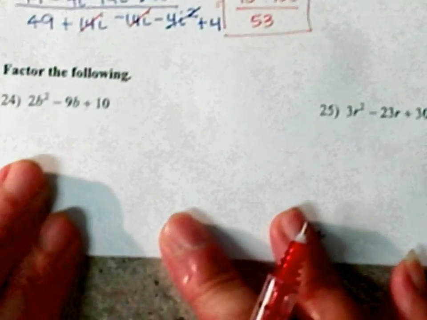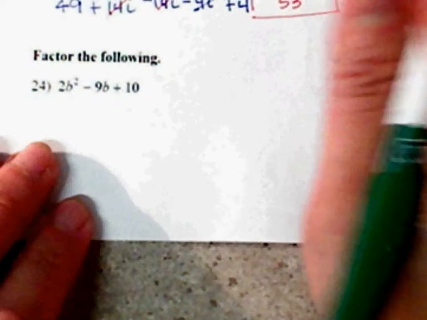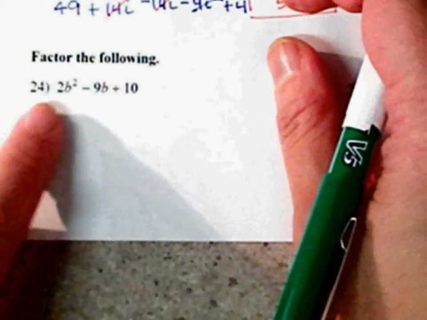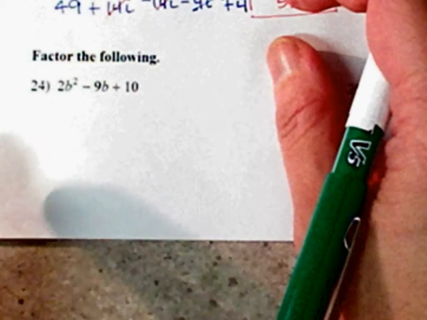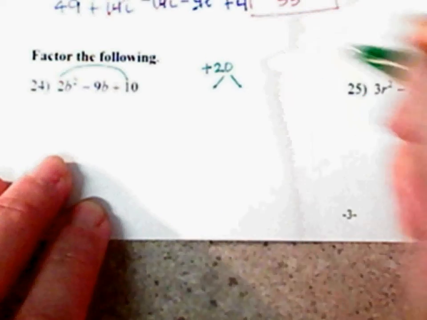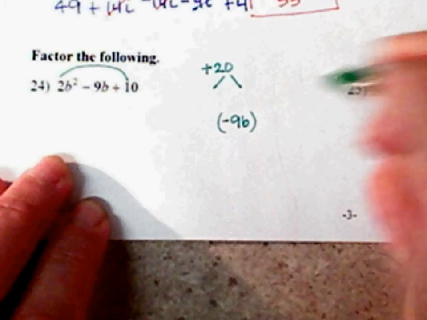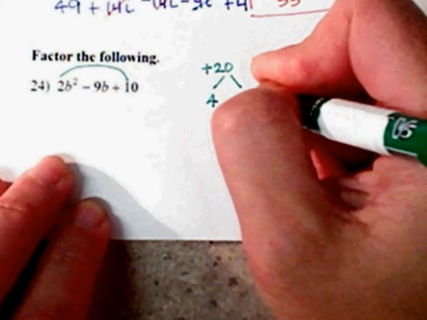24, we are going to factor. Make sure you don't have any greatest common factor. Nothing goes into 2, 9, and 10. Okay? So you're going to take 2 times 10. We're going to do the bottoms up method. So you got plus 20. You're going to find 2 numbers that multiply to 20 and add up to negative 9. So what are those 2 numbers? 4 and 5. And both of them have to be negative.